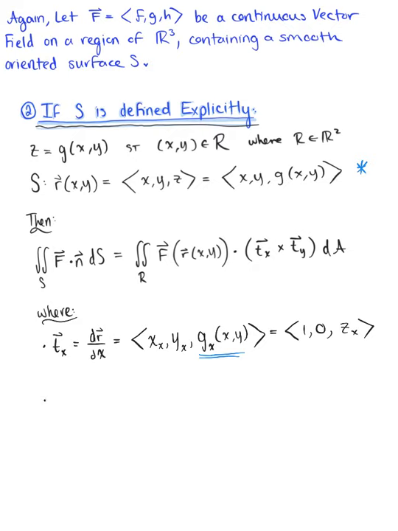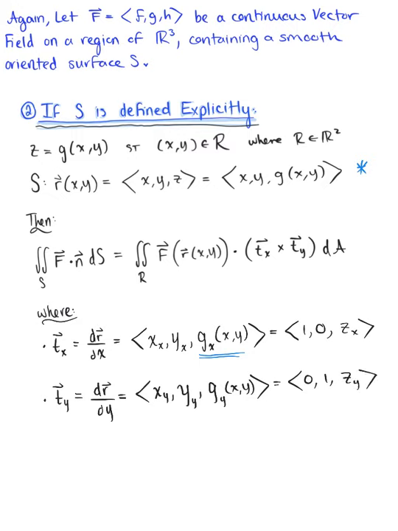And we'll do the same thing now with the tangent vector in the y direction. So this is the partial derivative of vector r with respect to y. So we have the partial derivative of x with respect to y, the partial derivative of y with respect to y, and the partial derivative of function g with respect to y. And just as we did before, we can simplify this. This is the vector 0, 1, and the partial derivative of z with respect to y.